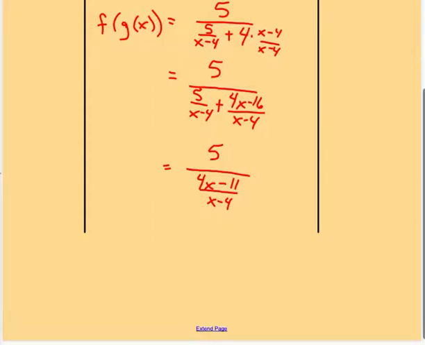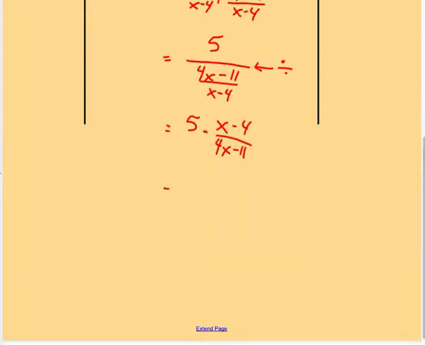And then we have division. So I'm going to look at this fraction bar as our division, and I'm going to multiply by the reciprocal. So I'm going to flip that denominator. And I would multiply in the numerator 5x minus 20 over 4x minus 11. Now I could maybe factor and simplify, not seeing that off the top of my head. Nope, the denominator doesn't factor. So this is as, quote, simplified as it gets.